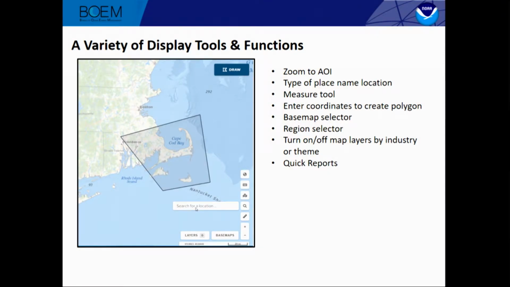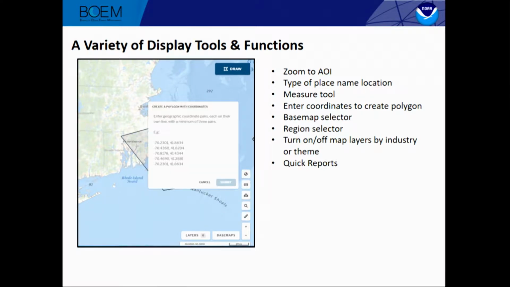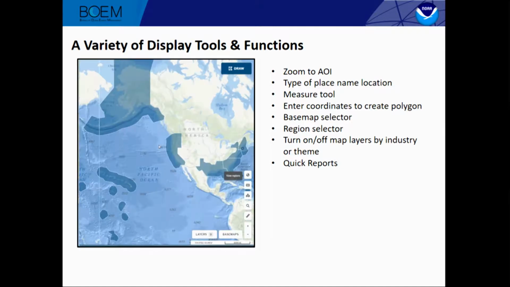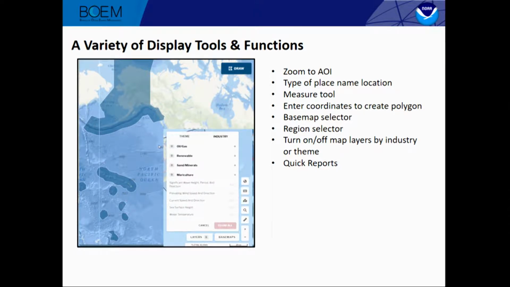And then we also have a search function where you can actually type in a place name along the coast or something that's in the water area, such as George's Bank, and it'll take you right to that. We also have a measure tool, and we have a put your own coordinates tool in there, a variety of base maps, including the nautical charts. You can just start out by picking a region and pan around and figure out where you want to go.